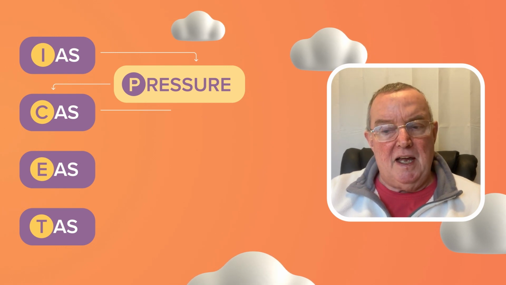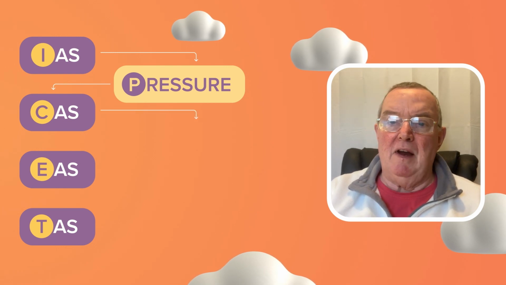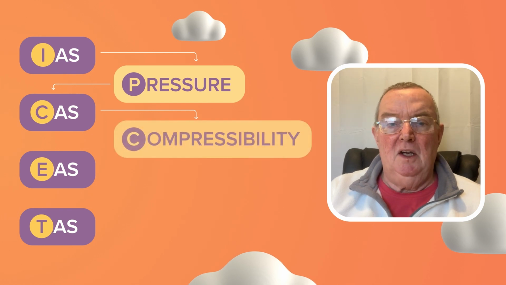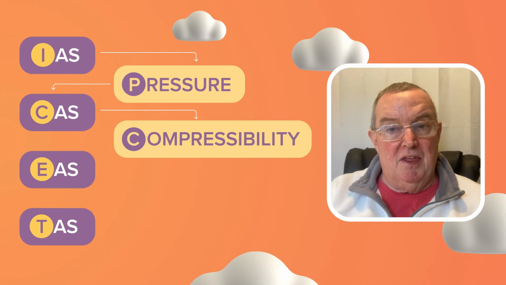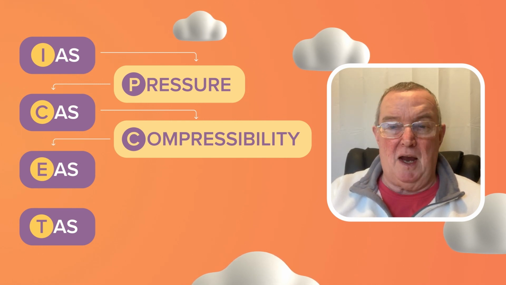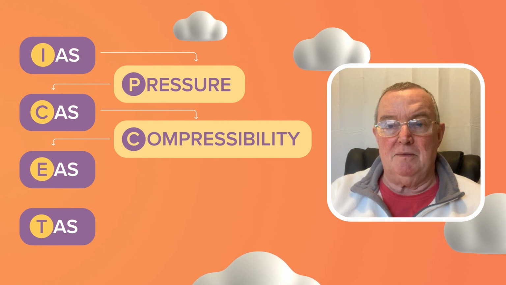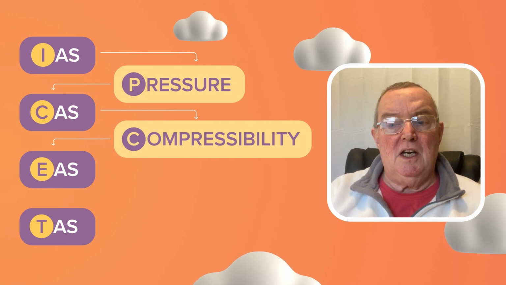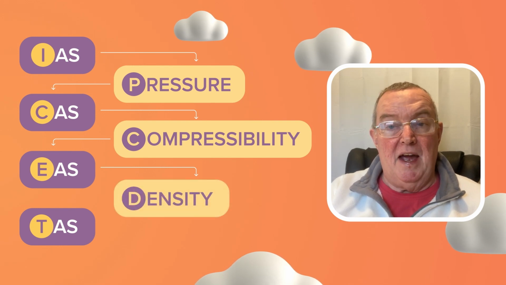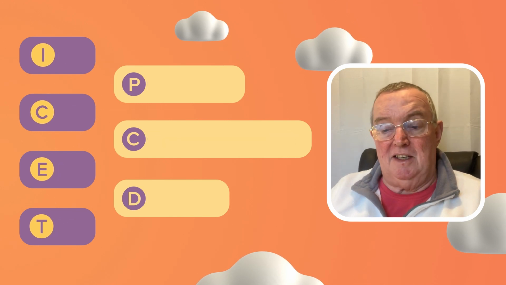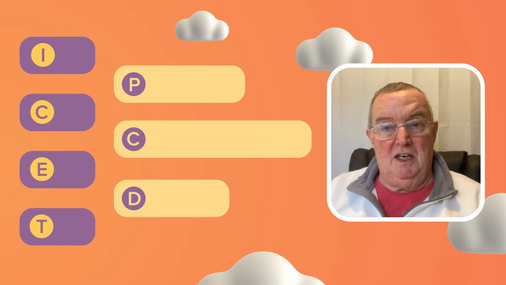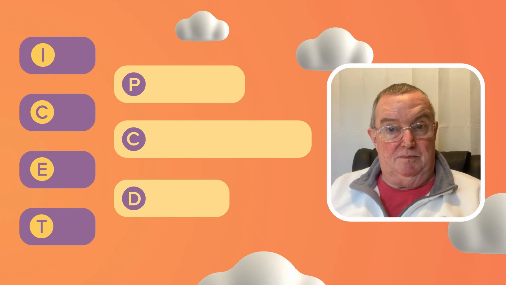You then take the calibrated airspeed and correct for compressibility, which starts to affect us as we get into the higher speed ranges. That will give us what we call equivalent airspeed. You won't come into contact with that much once you're through the exams. We take the equivalent airspeed and we correct for density, and that gives us ultimately our true airspeed. So ICET, PCD, Ice-T and the Pussycat Dolls.